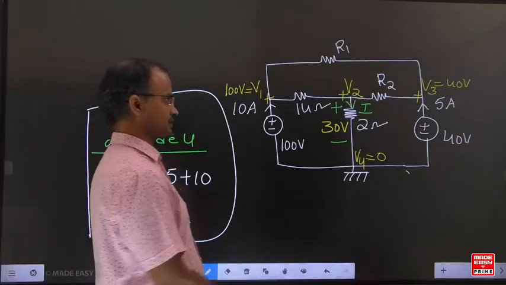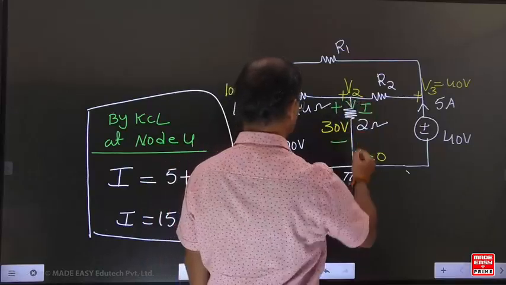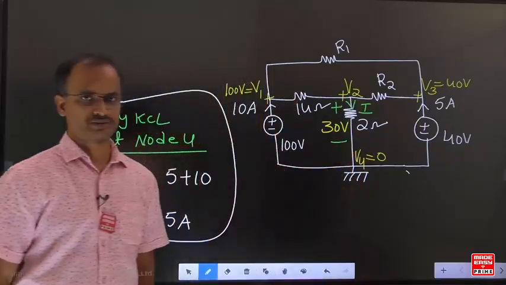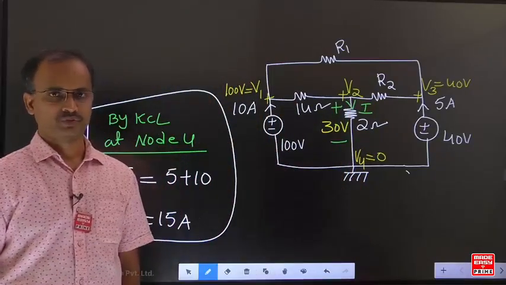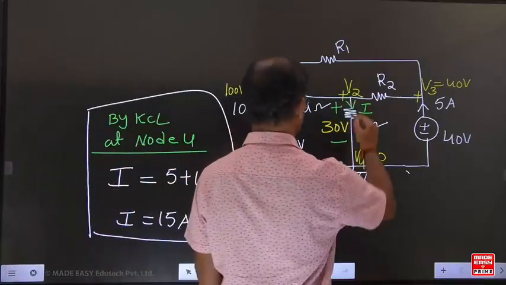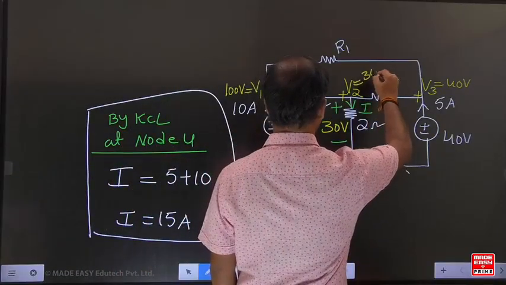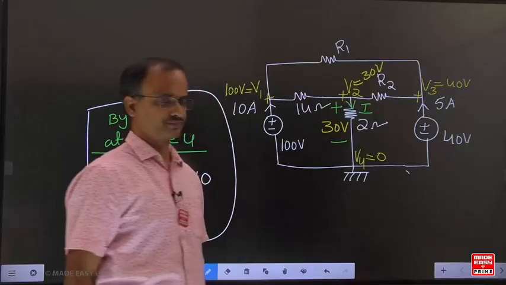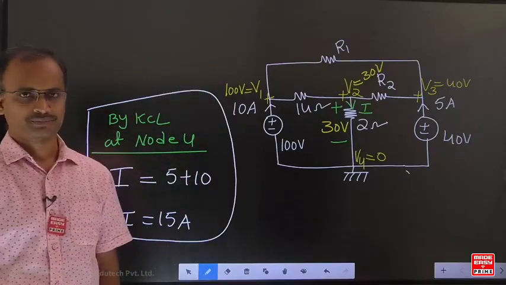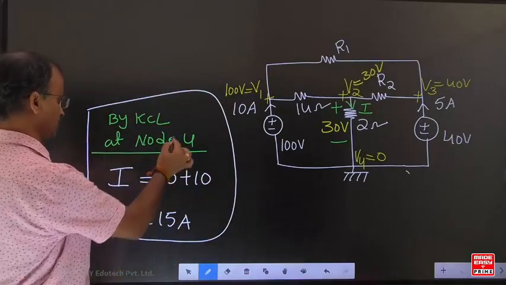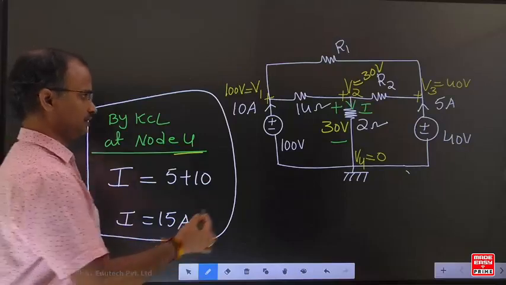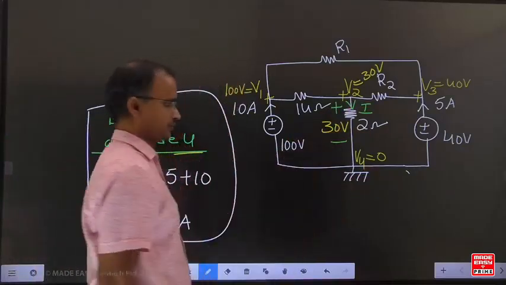And the potential difference between V2 and ground equal to 30 volts. Can I say the V2 value directly? कितना है जी V2 value? How much? 30 volts. समझ रहे ना? We applied the KCL at node 4. Simply we separate the incoming and the outgoing currents.